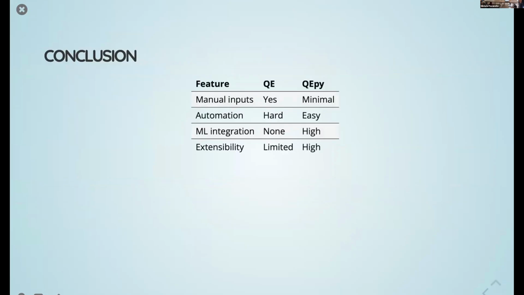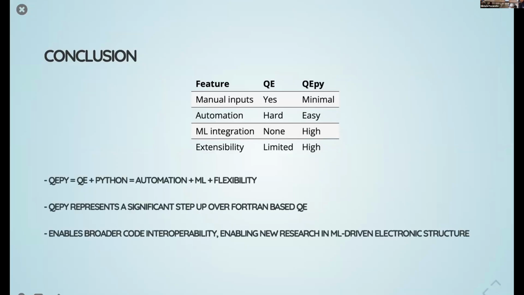And so, in conclusion, QE and QEpy, everything's still the same, except your inputs are minimal. Automation is pretty easy. ML integration is very high for QEpy, and you can use QEpy to extend QE and all of its benefits and powers to any of the wide variety of Python-based packages that are available today. So yeah, it enables broader code interoperability, and so it enables new research in ML-driven electronic structure.